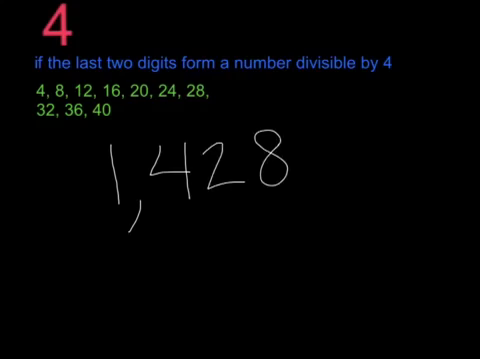1,428. So first what we have to do is look at the last two digits. The last two digits are 28. Do we see 28 as one of our multiples of 4? Yes, we do. So 28, or 1,428, is divisible by 4.